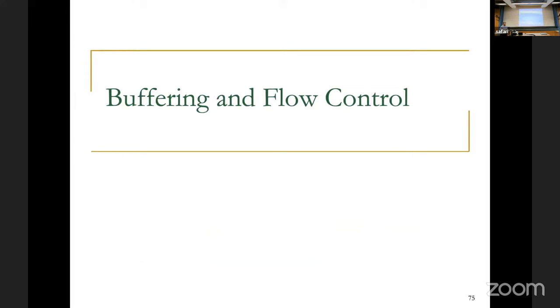So now let's quickly talk about buffering and flow control. If you remember, in the beginning we had topology and routing algorithm, and now we want to talk about buffering and flow control. There is a lot more to discuss in routing algorithms, but I just wanted to give a high level view of that.